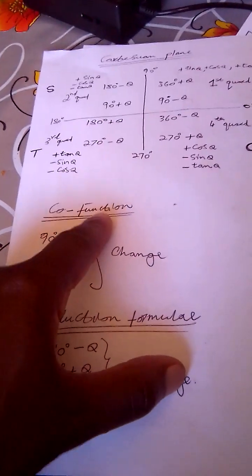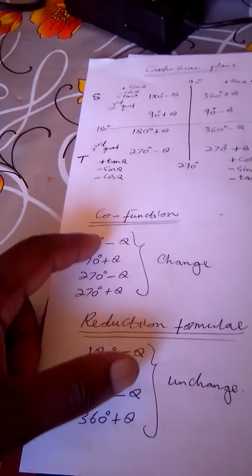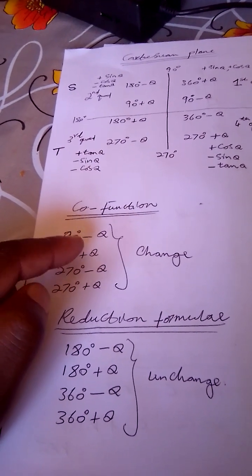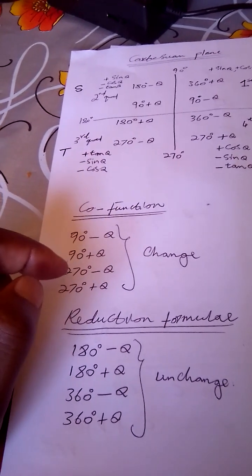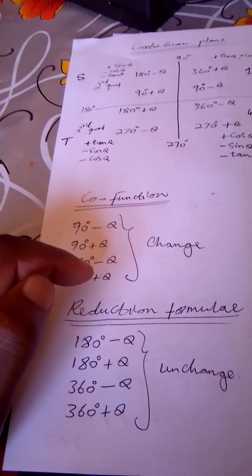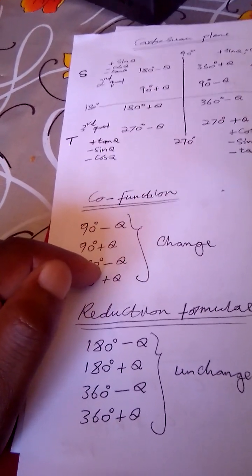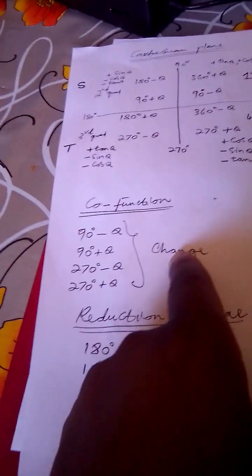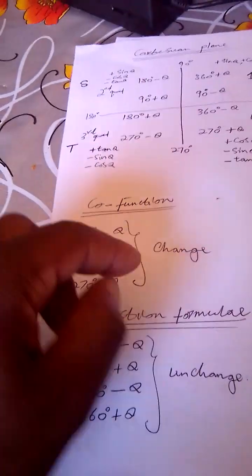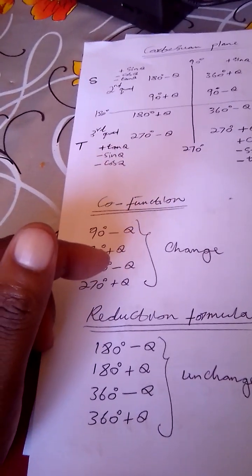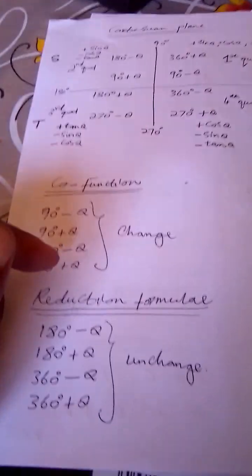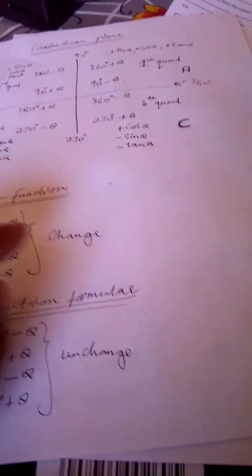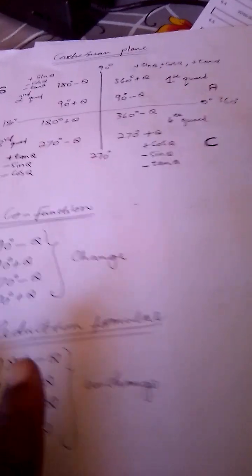This one is called cofunction. Now cofunction, we are talking about 90 minus theta, 90 plus theta, 270 minus theta, and 270 plus theta. These are called cofunctions. And then we say change. You see how we say change for these ones. Cofunctions are called cofunction and change. I'll explain later how they change.